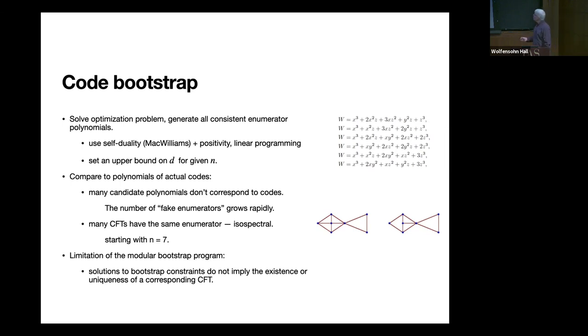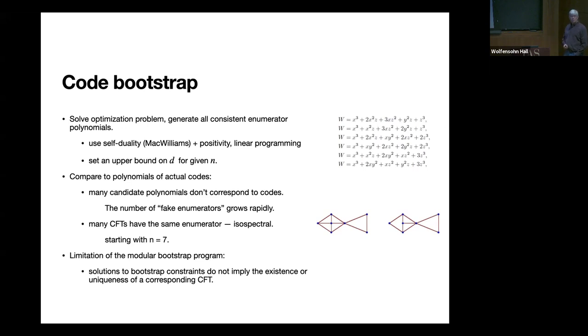Okay, and we generate this long list of candidate polynomials satisfying these constraints. In fact, many of the candidate polynomials don't correspond to codes at all, because we've generated all of the codes up to length 8. We could look at our list of codes and say, a lot of these polynomials, for example of degree 3, don't correspond to real codes. We also found that many codes had the same enumerator polynomial, although they were distinct as codes, and therefore the CFTs also were distinct but had the same spectrum. And this started in a dimension as low as 7.